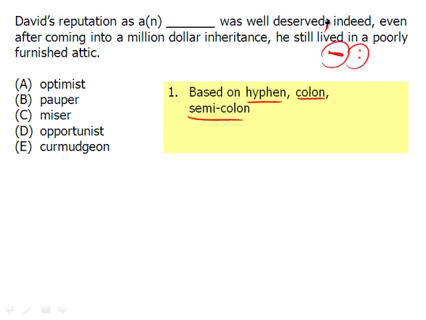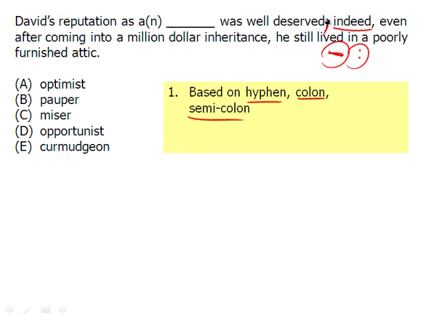And it's important because these types of text completions are very common on the GRE, so it's important to know that more or less these three are used interchangeably. What are they elaborating? What's going on? Well, David's reputation as a blank was well deserved. Tell us more, elaborate. So we get our semicolon.